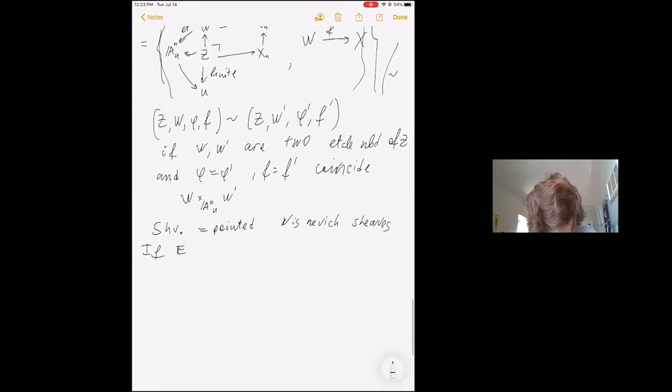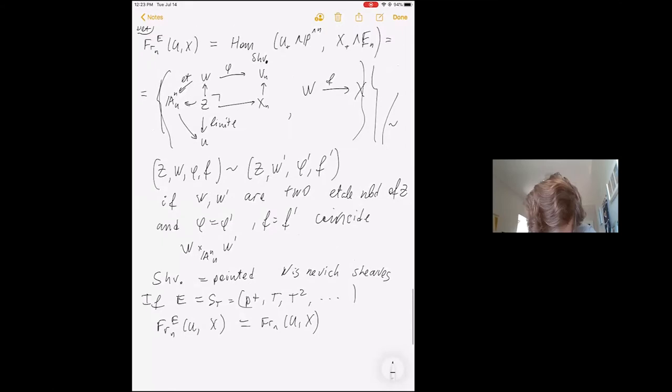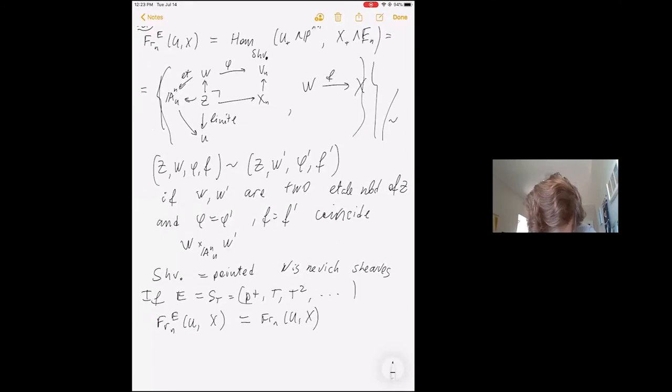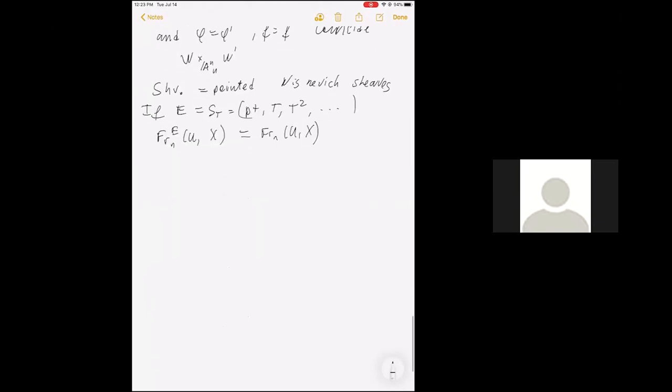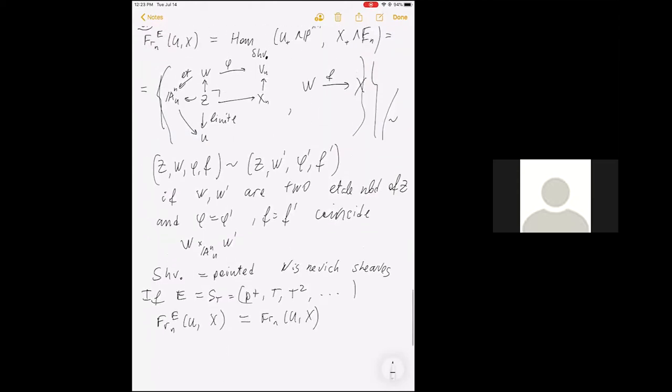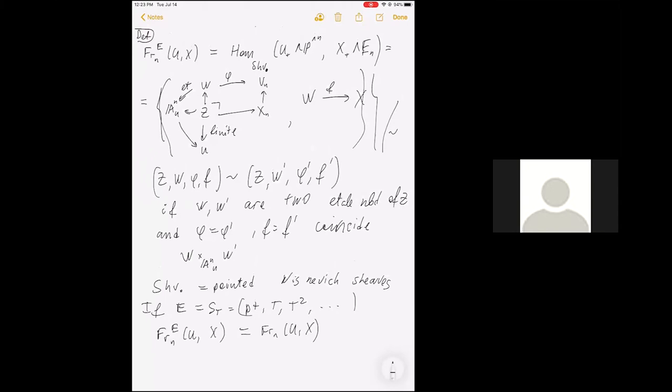Okay. And then if E is just the suspension spectrum, S_T is just the point, T, T squared, and so on, then the E-framed correspondences from U to X are just the usual framed correspondences from U to X. When we consider just a suspension spectrum here, instead of the vector bundle Vn, we just have a trivial vector bundle over a point. Right. So then we can use the theory of framed correspondences, using these E-framed correspondences, to construct a fibrant replacement for the motivic spectrum E.